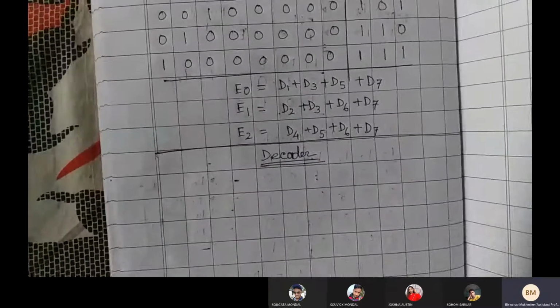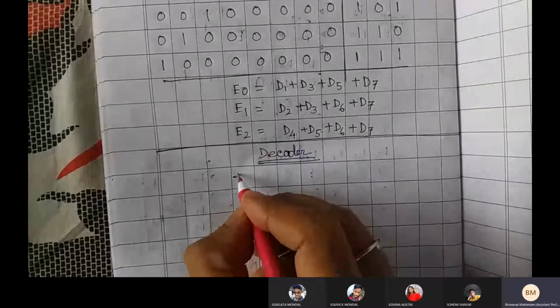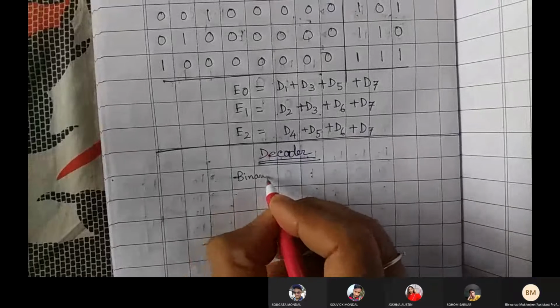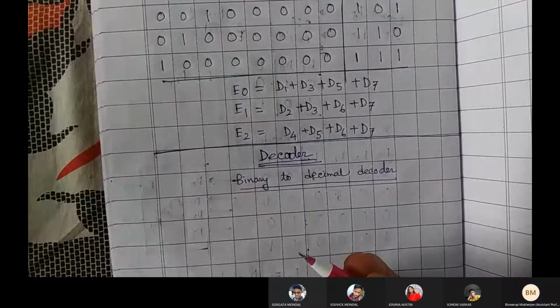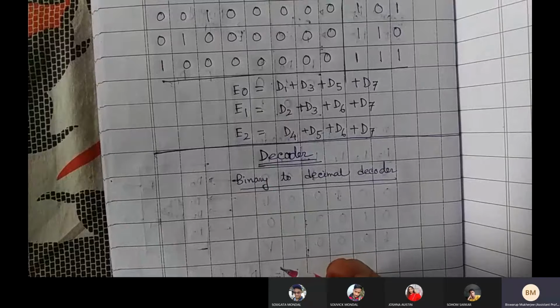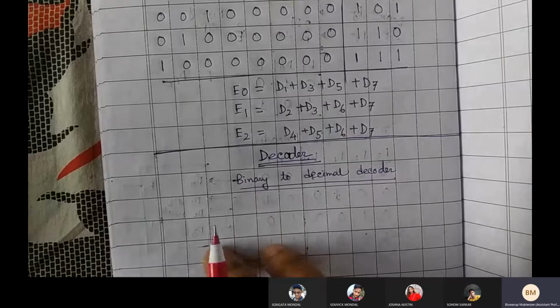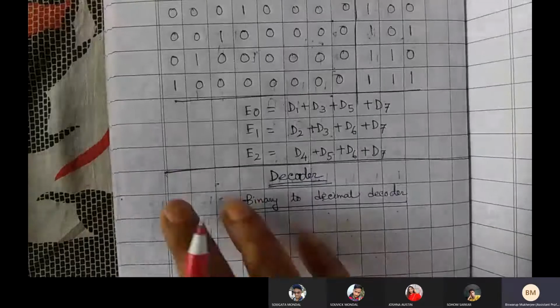If it is a simple binary to decimal decoder, so just the opposite one I am doing. Right now I am doing a binary to decimal decoder. So there are other types of decoder circuits also available. According to the logic of encoding, we have to provide some decoding also. Okay, so here we are firstly dealing with the binary to decimal decoder, which is just the opposite of the encoder I have discussed right now. The encoder I discussed, this is exactly the opposite.